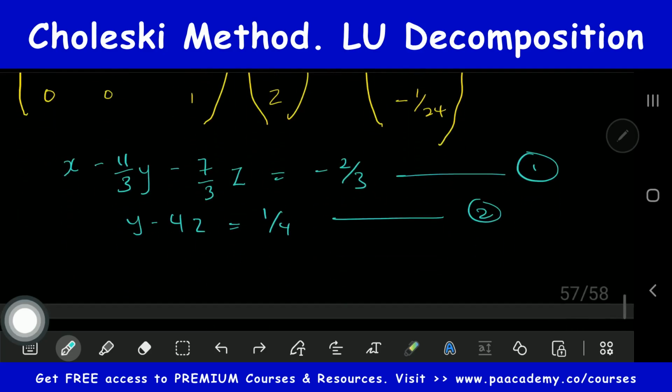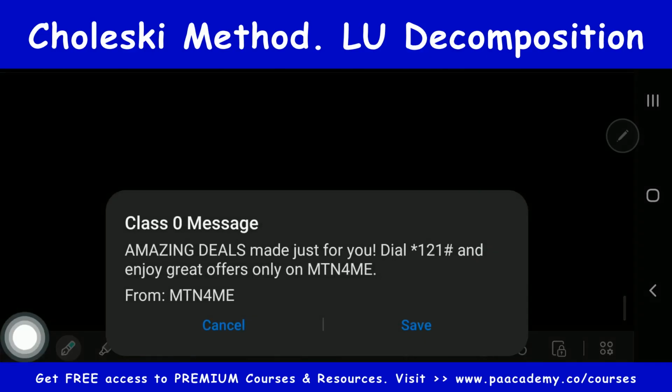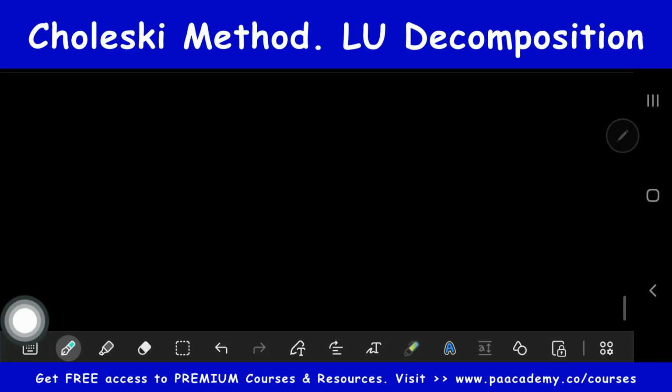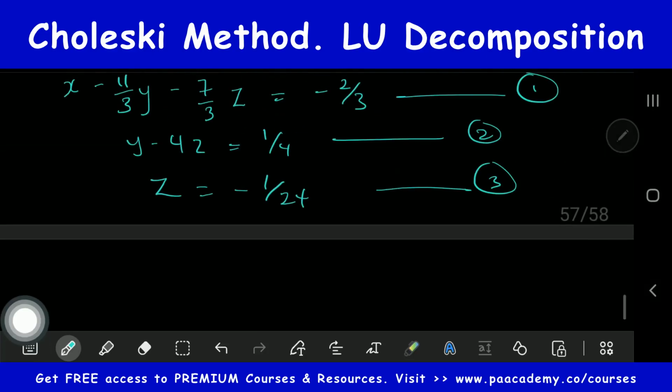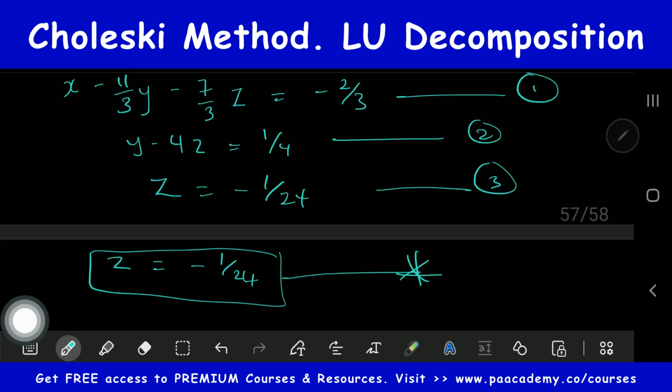So that means with that now, our z is equal to minus 1 over 24, and this is our equation 3. Now if you look at it closely, we already have the value for z, which is minus 1 over 24, one of the answers. So we've gotten our z. Next thing is to get our y.